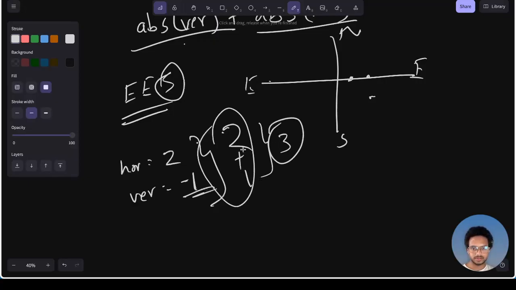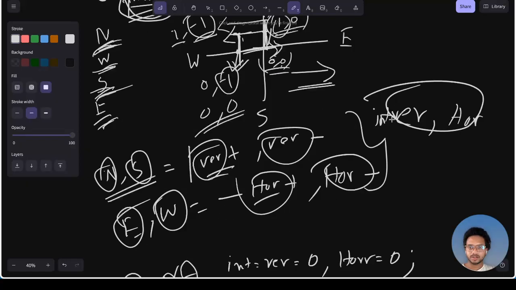Addition of horizontal plus vertical. So the distance will be 3 here. I hope you got how we can calculate distance. Now let's come to the point.